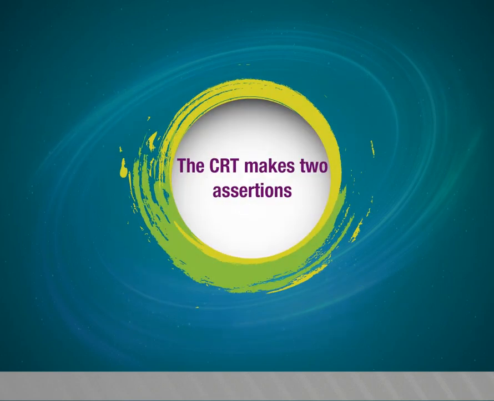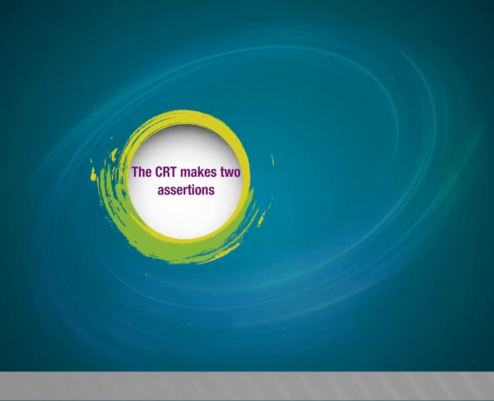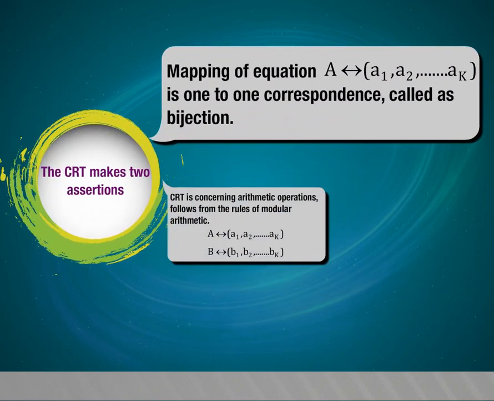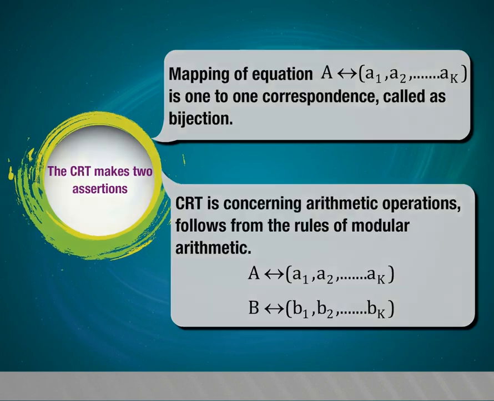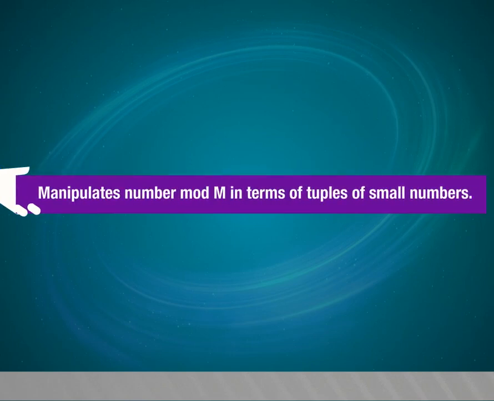The CRT makes two assertions. First, the mapping of a equivalent to (a1, a2, and so on up to ak) is a one-to-one correspondence, called a bijection. Second, the CRT concerning arithmetic operations follows from the rules of modular arithmetic. A is equivalent to (a1, a2, and so on up to ak), B is equivalent to (b1, b2, and so on up to bk). This manipulates numbers mod m in terms of tuples of small numbers.